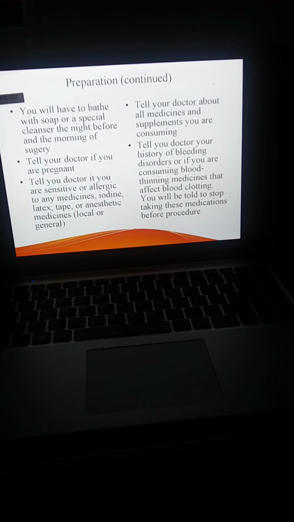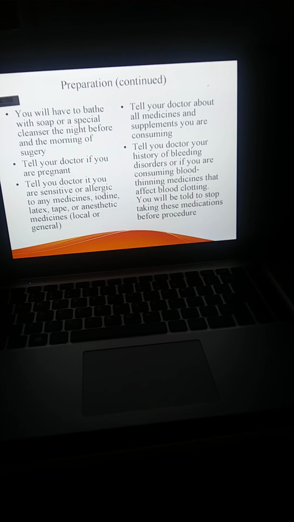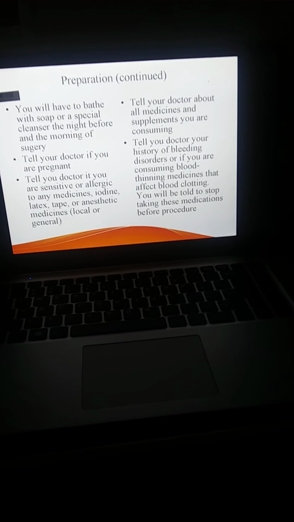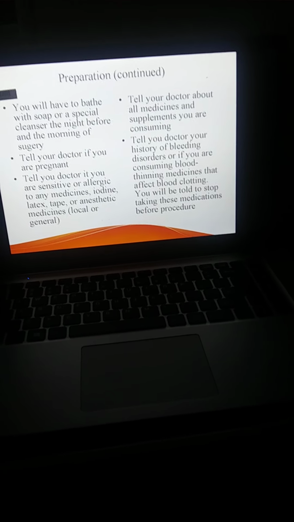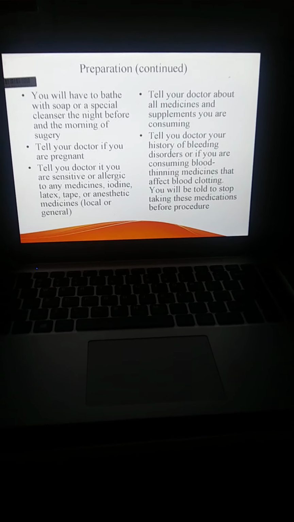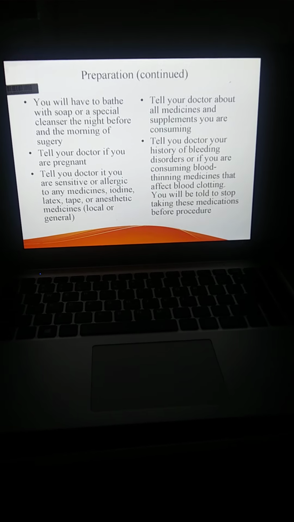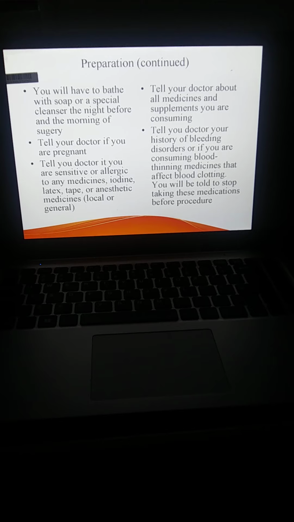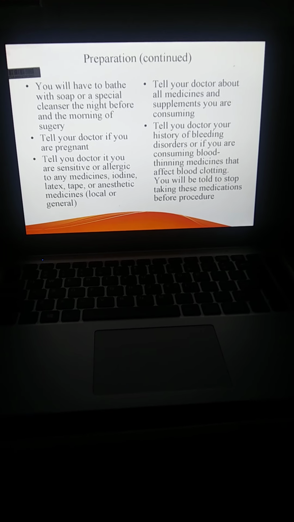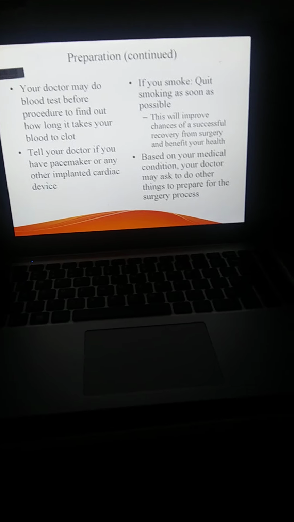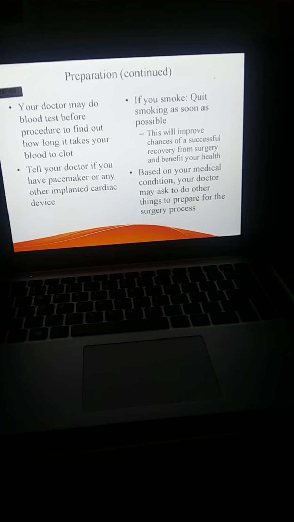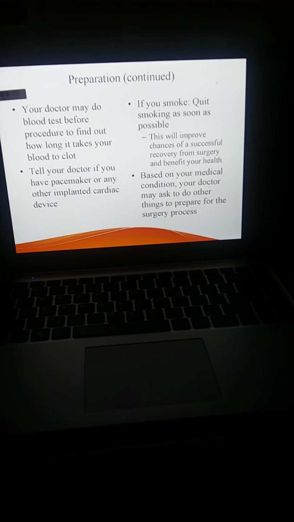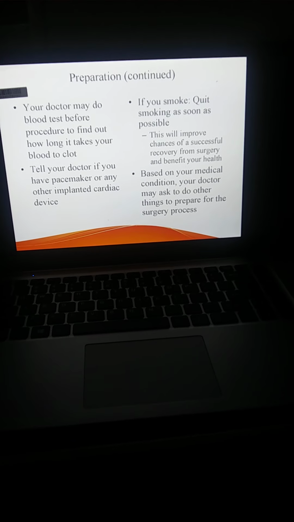Tell your doctor if you are pregnant. Tell your doctor if you are sensitive or allergic to any medicines, iodine, latex, tape, or anesthetic medicines, whether local or general. Tell your doctor about all medicines and supplements you are consuming. Tell your doctor your history of bleeding disorders or if you are consuming blood-thinning medicines that affect blood clotting. You will be told to stop taking these medications before the procedure. Your doctor may do blood tests before the procedure to find out how long it takes your blood to clot. Tell your doctor if you have a pacemaker or any other implanted cardiac device.